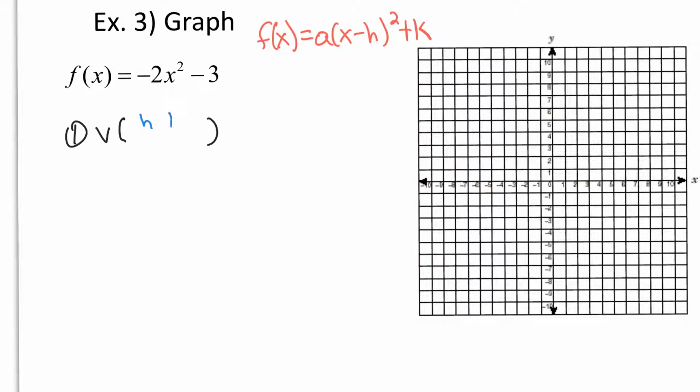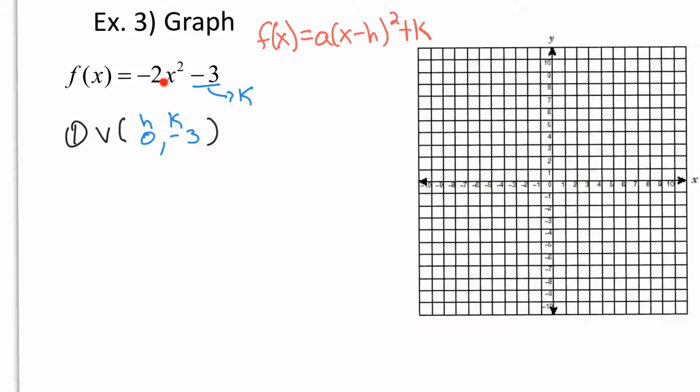Now the h is the one inside of the parentheses, so that's the number here. And you guys do not have a parenthesis here. So that means that we have 0 for h. K is the one at the end, and it's this one here, minus 3. So this one, I'm just going to label that for you guys. This number here is your k value. So negative 3.